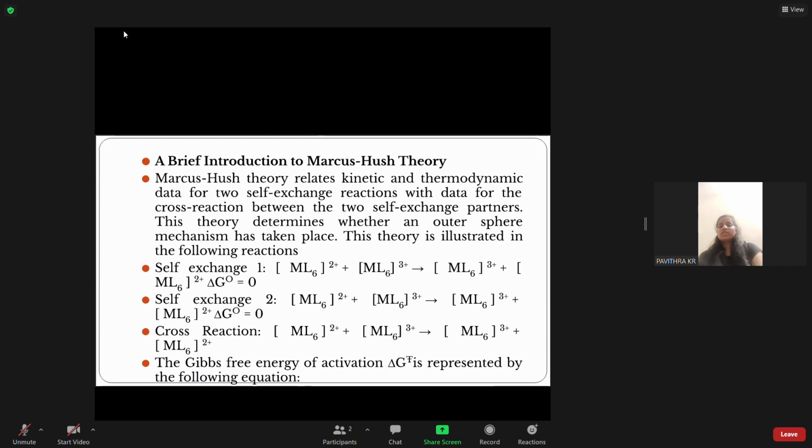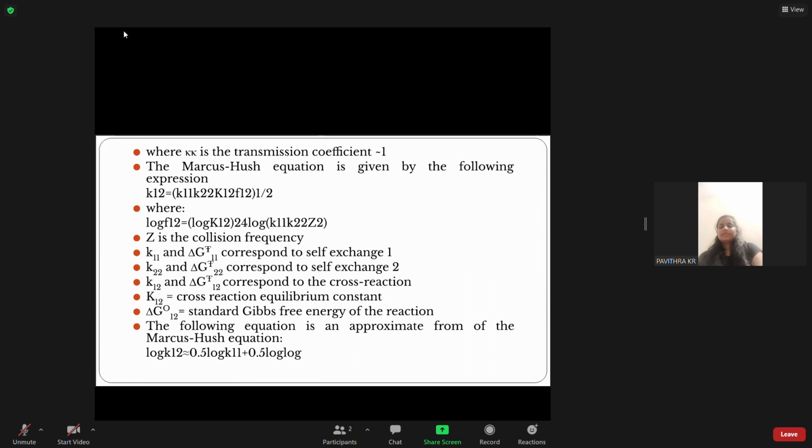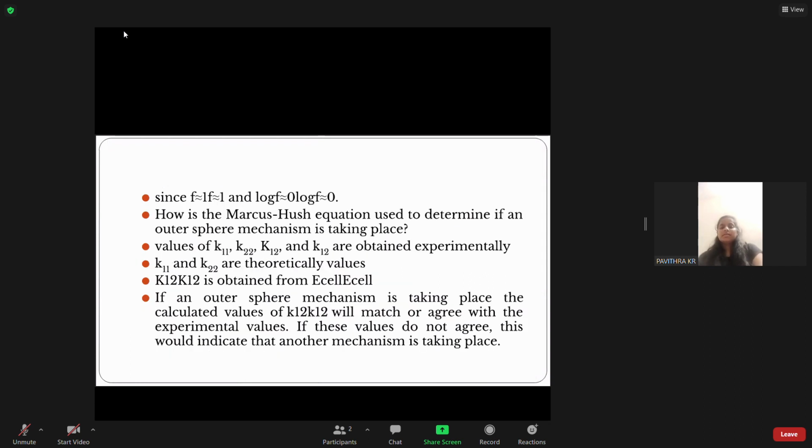The Gibbs free energy of activation, delta G, is represented by the following equation. Here are the abbreviations: T is temperature in Kelvin, R is the molar gas constant, k is the Boltzmann constant, h is Planck's constant, and so on. If the outer sphere mechanism is taking place, the calculated values of k12 will match or agree with the experimental values. If these values do not agree, this would indicate that another mechanism is taking place.